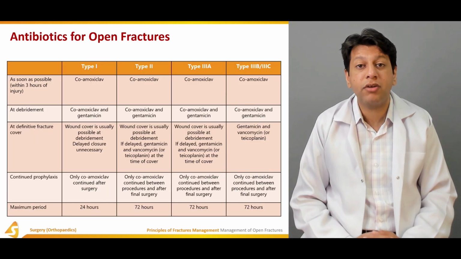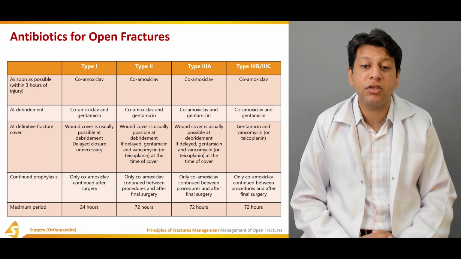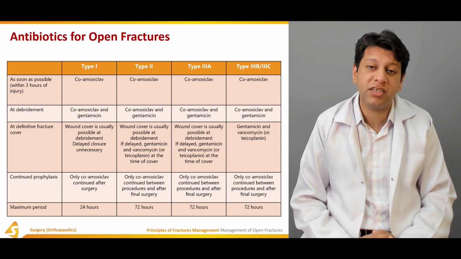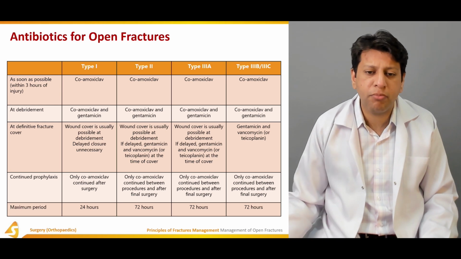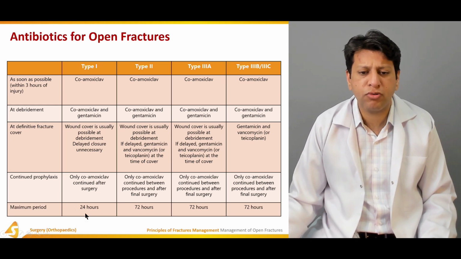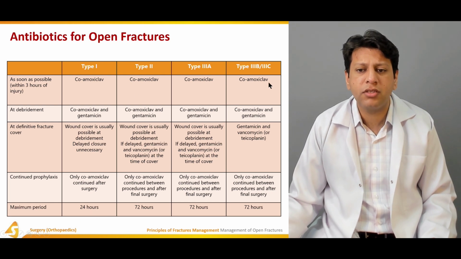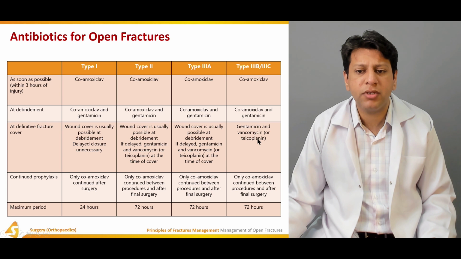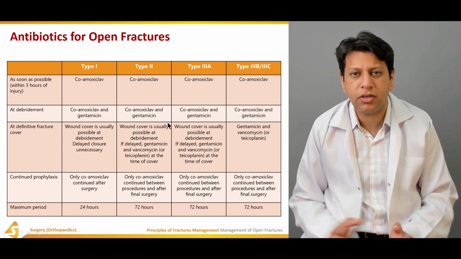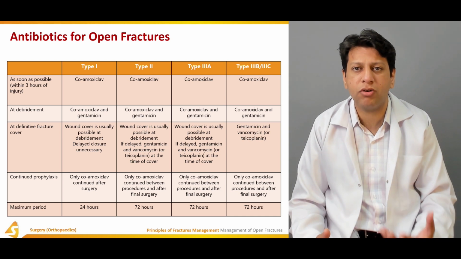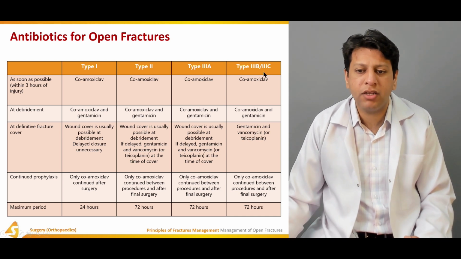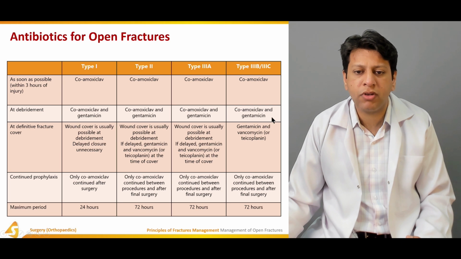We have to understand, according to Gustilo, the most common is co-amoxiclav, or a first or second generation cephalosporin can be given. And the important point is they're usually continued for approximately 24 hours. In type 3, the problem is that as the types increase, because there is high energy impact and a lot of soft tissue damage, along with the co-amoxiclav we can give gentamicin or vancomycin as well.